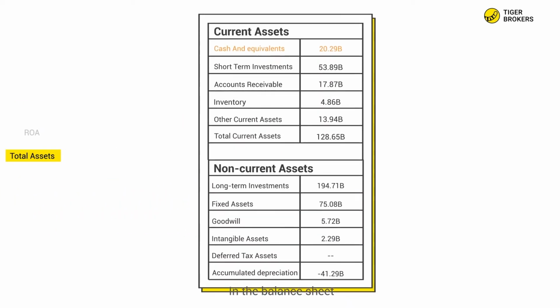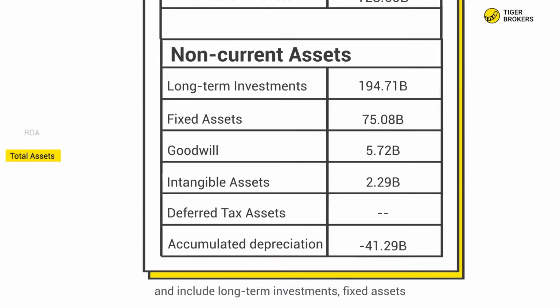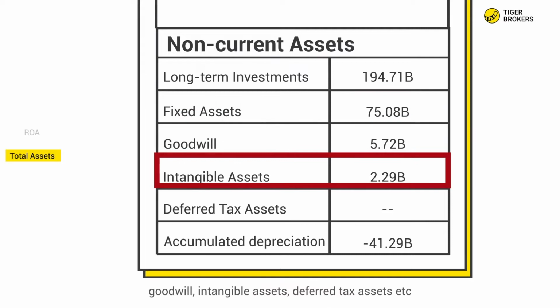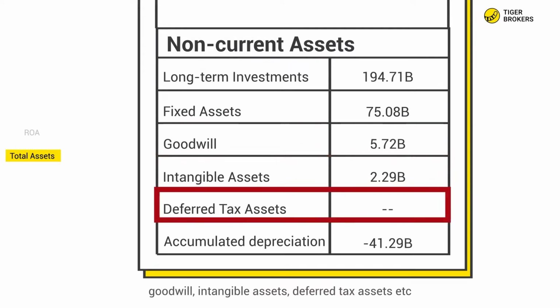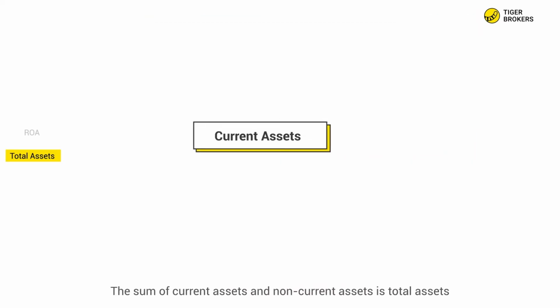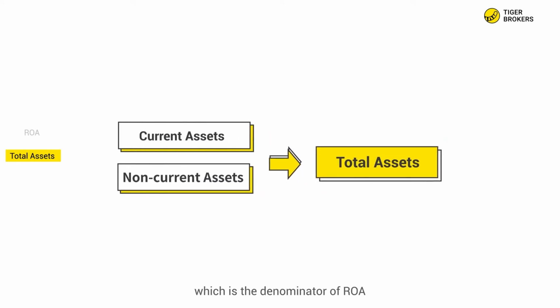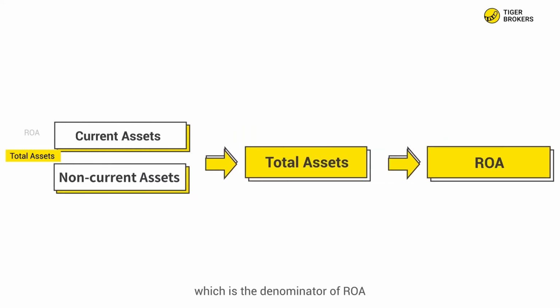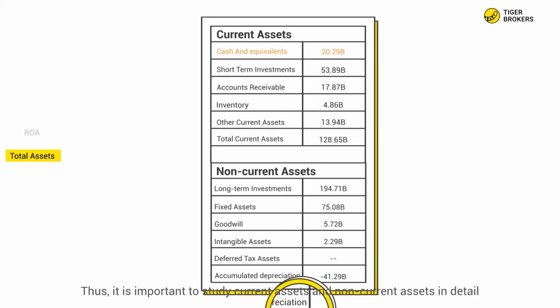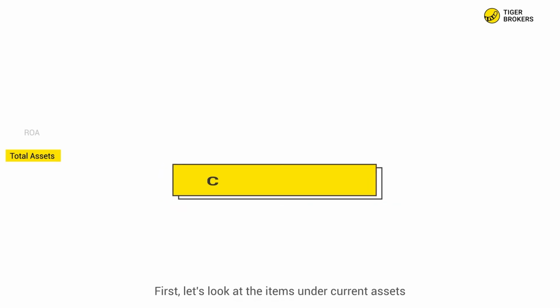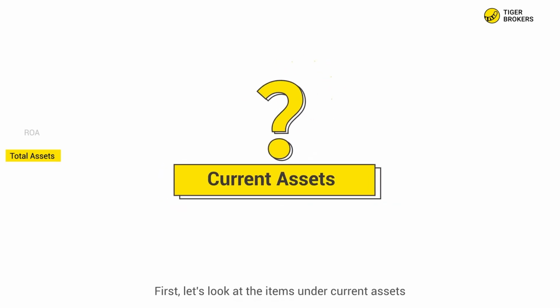In the balance sheet, non-current assets are booked under current assets and include long-term investments, fixed assets, goodwill, intangible assets, deferred tax assets, etc. The sum of current assets and non-current assets is total assets, which is the denominator of ROA. Thus, it is important to study current assets and non-current assets in detail. First, let's look at the items under current assets.